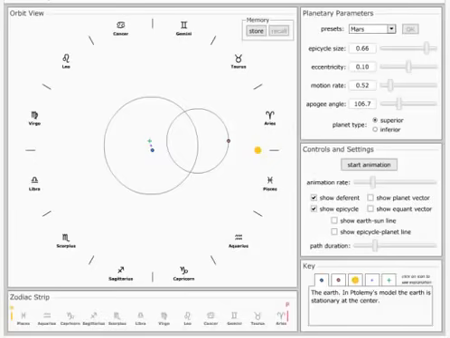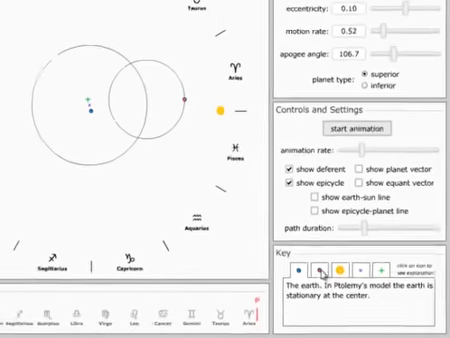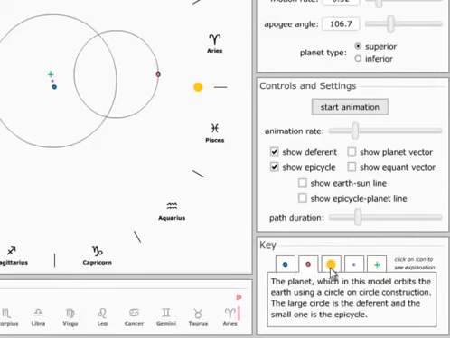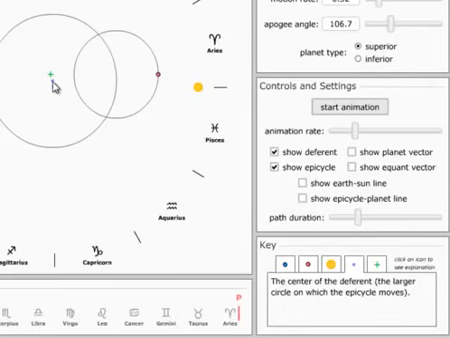So let's start here. Let me just introduce you to this simulation. So here's the actual model, right? And here's the sun. This is, in this case, Mars. We can make it to be any planet. And this is Earth. And there's a little guide in the bottom here, a key. Let's just look at that. So the blue dot is Earth. This is the planet, whichever we're looking at, and the sun. And then this little purple dot you'll see right next to the Earth says this is the center of the deferent, right? So this large circle is the deferent, and that's the exact center.